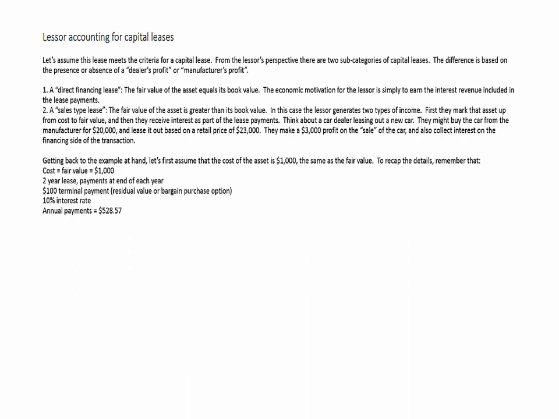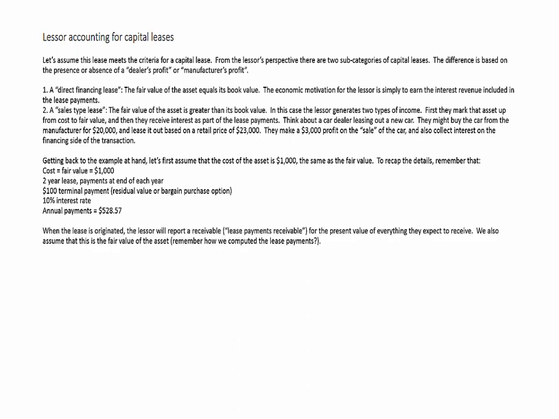So getting back to the example at hand, let's first assume that the cost of the asset is $1,000, the same as the fair value. And again, to recap the details, remember that the cost equals fair value equals $1,000. It's a 2-year lease with the payments at the end of each year. There's a $100 terminal payment. There's a 10% interest rate, and annual payments are $528.57.